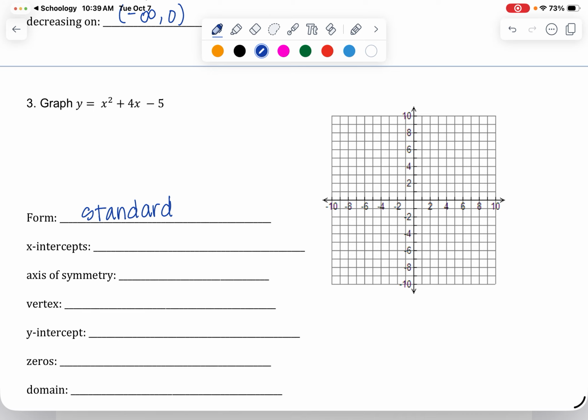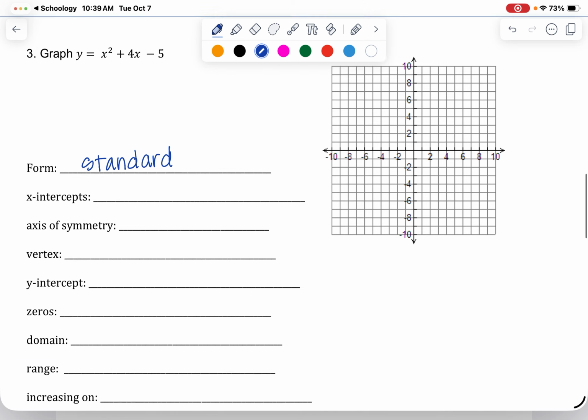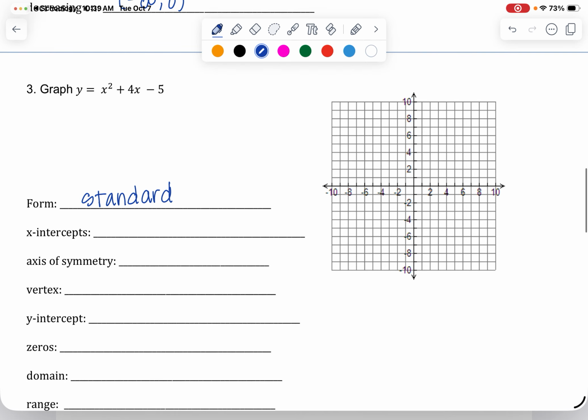The reason I'm not doing my x-intercepts next is because this is not in intercept form, so I can't just look at it and see what it is. So I'm going to do my axis of symmetry next, or my y-intercept next, because I can look at it and see my y-intercept. My y-intercept is (0, -5). It's (0, c).